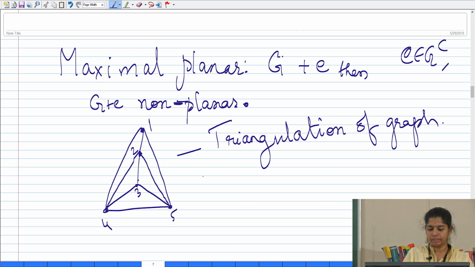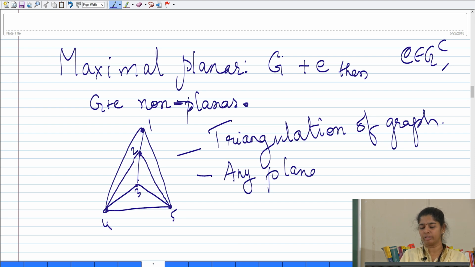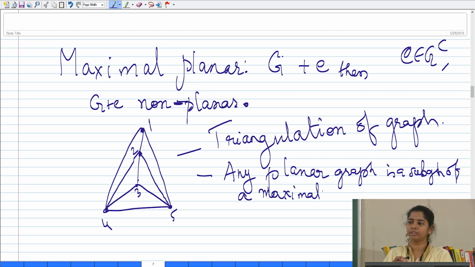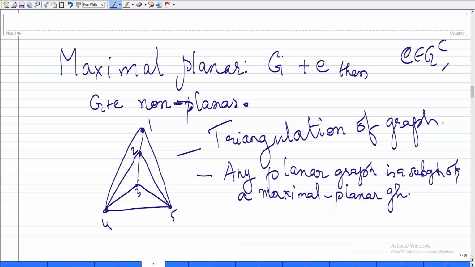So, this is one point that we could think of: any planar graph is a subgraph of some maximal planar graph. It could be anything; as long as you keep adding edges to it, it retains its planarity. And what can we say about this graph? Further, can we say anything more? Yes, we can.